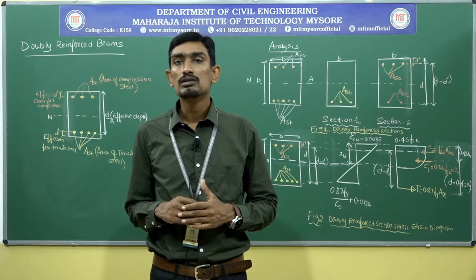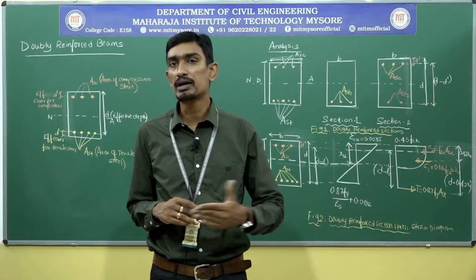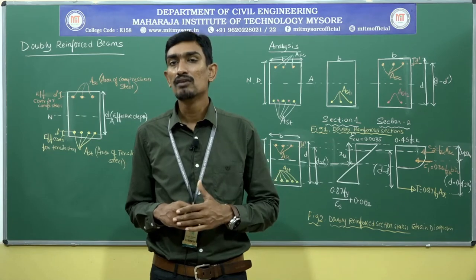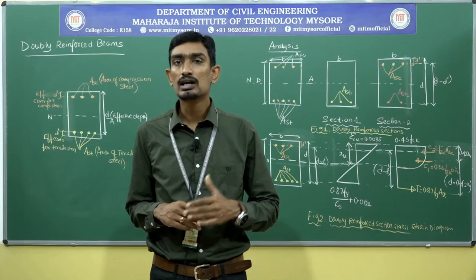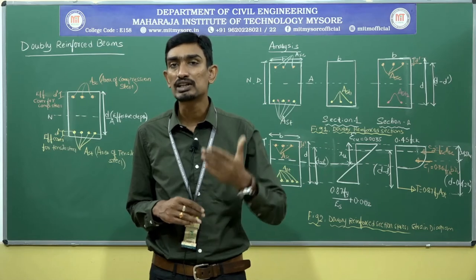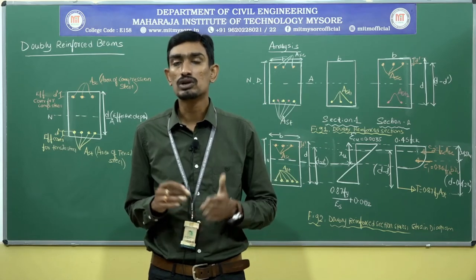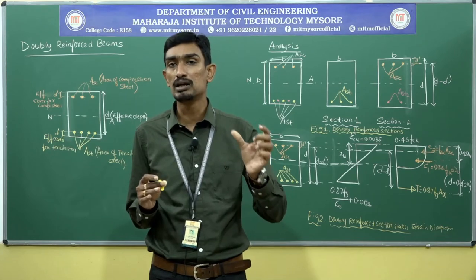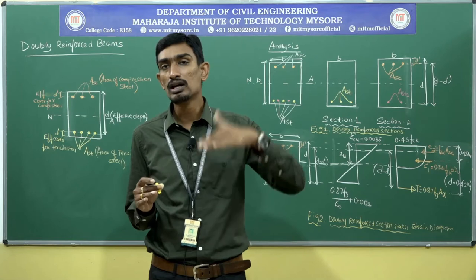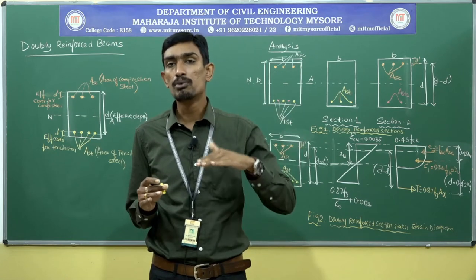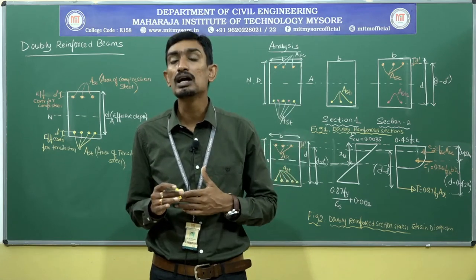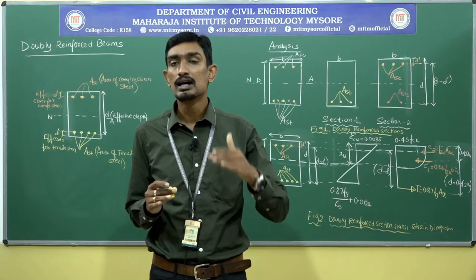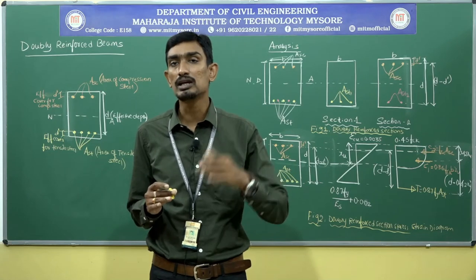So you know the story: in the singly reinforced beam we used to provide the steel reinforcement in the tension zone, but in this case we are going to provide steel reinforcement in the compression zone also. That's the meaning of the terminology: doubly means both in the tension zone and in the compression zone. In both zones we are going to provide steel reinforcement, and that particular beam is called a doubly reinforced beam.